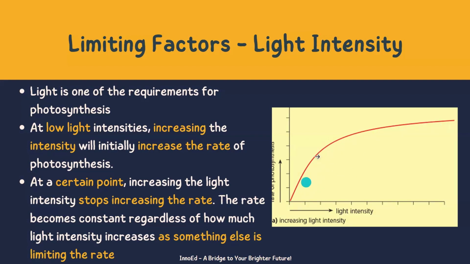So you can see here at low intensity, the rate of photosynthesis increases quite steeply. But here at one point, the rate of photosynthesis becomes slower compared to this level. And then it becomes much, much slower and will not increase anymore at some point.